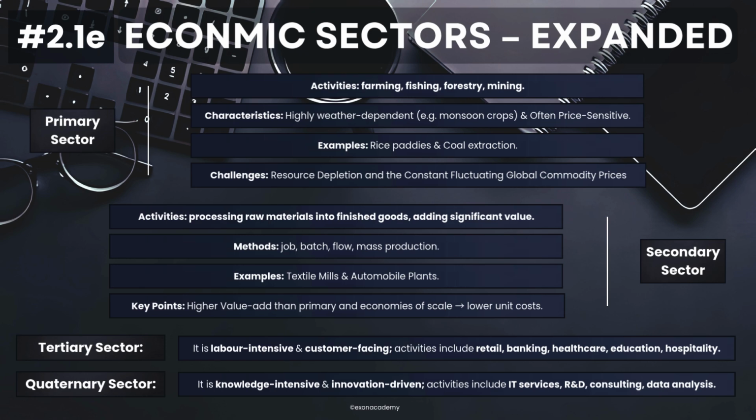The tertiary sector covers services, like retail shops, hotels, restaurants, banks, schools, and healthcare providers. It relies on people's skill and customer interaction. The quaternary sector covers knowledge and information services, like companies offering IT solutions, research and development labs, management consultancies, and data analytics firms. As nations grow richer, they tend to shift from farming and manufacturing towards these service and knowledge industries, reflecting higher consumer demands and advanced skill needs.